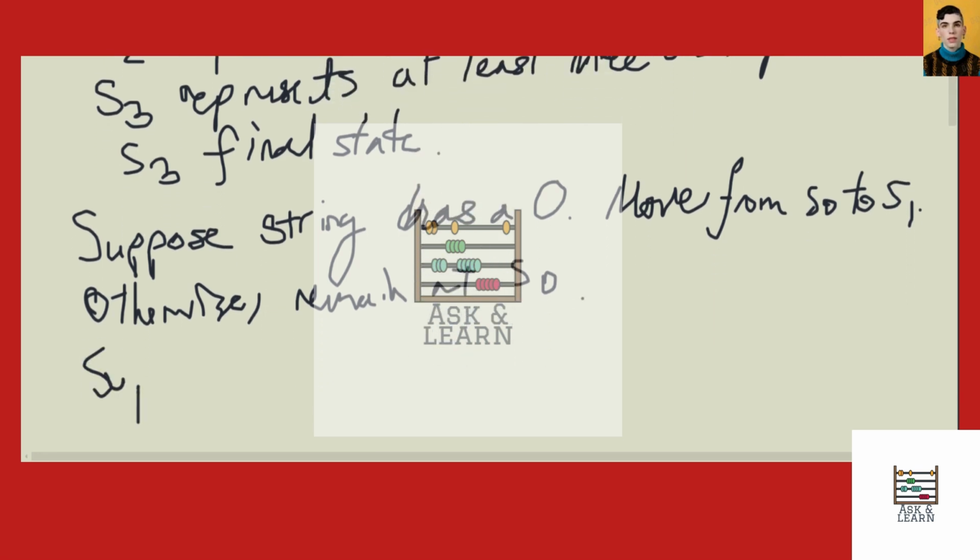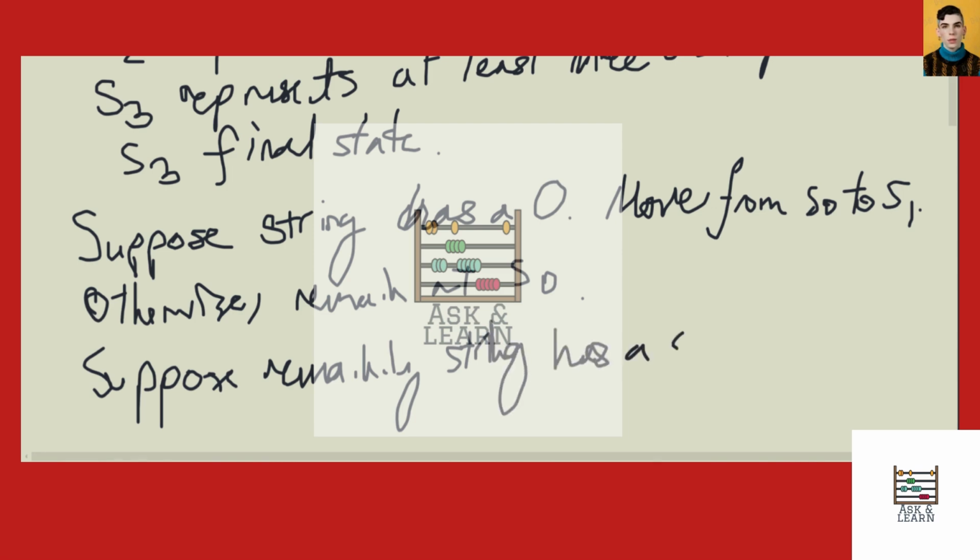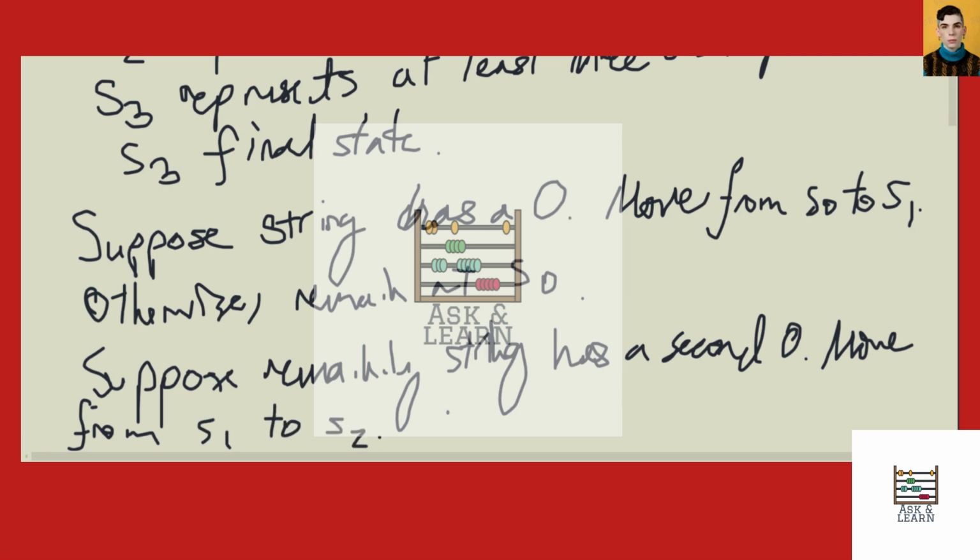And now let's suppose that the remaining string has a second 0. Then we're going to move from S1 to S2. Otherwise, if the remaining string has no zeros, so the string in total only has 1 zero, we're going to remain at S1.